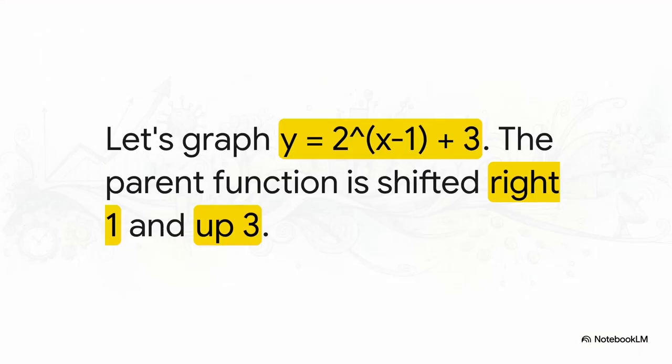All right, let's walk through our first one together. We've got y = 2^(x−1) + 3. Now, I know it looks a little complicated at first, but if you look closely, you can see our parent function, y = 2^x, just hiding in there. All the other numbers are just instructions telling us where to move it.